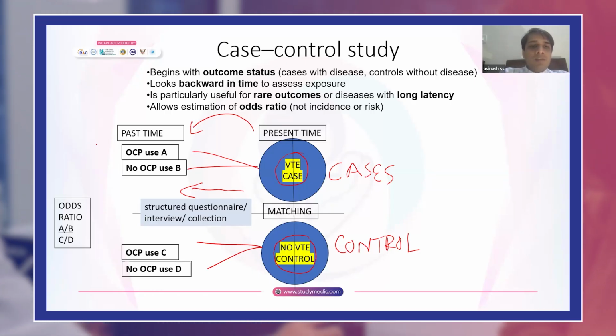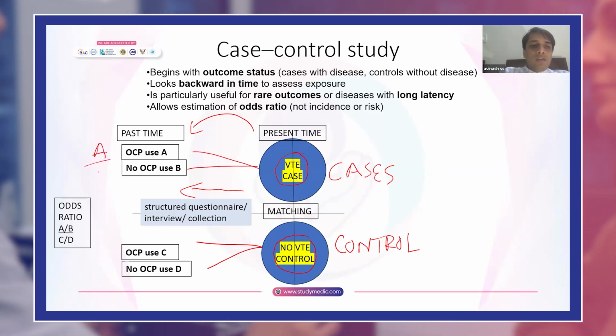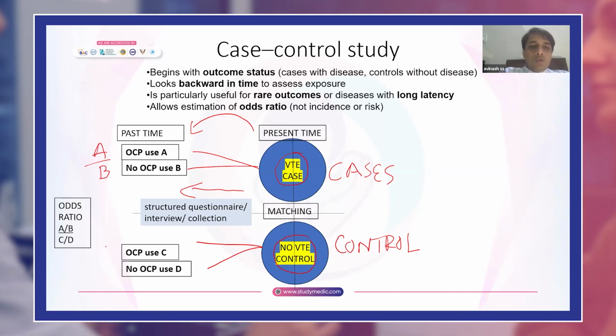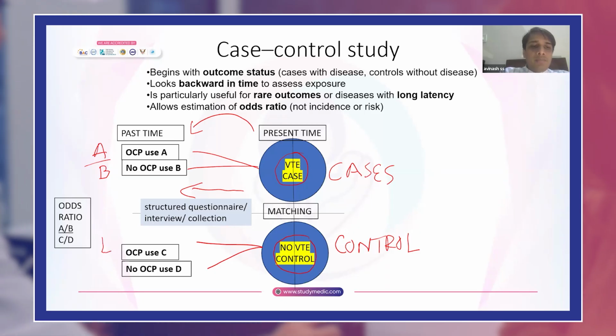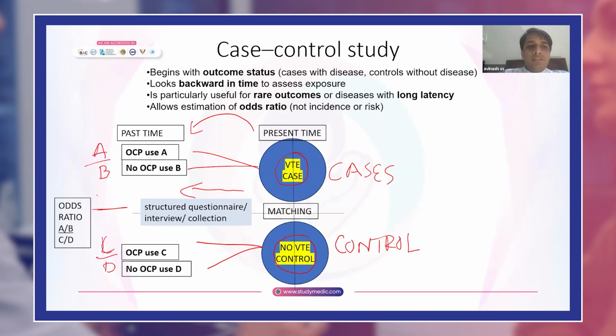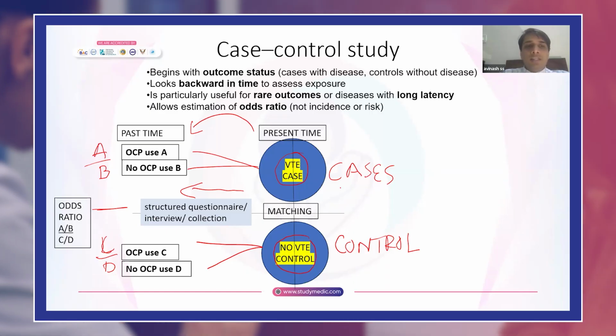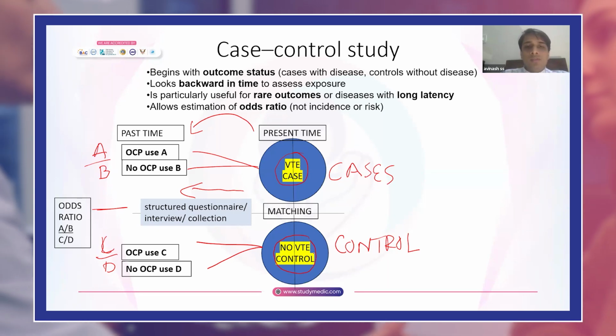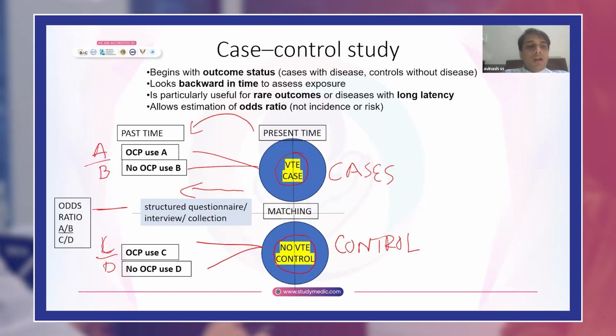Now the odds of having VTE with OC pills use is A by B. Okay, whereas the odds of no VTE with OC pills use, in controls, is C by D. So the odds ratio is A by B divided by C by D. The odds of having OCP use in VTE compared to the odds of having OCP use in those without VTE becomes the odds ratio. So this is the case control study.